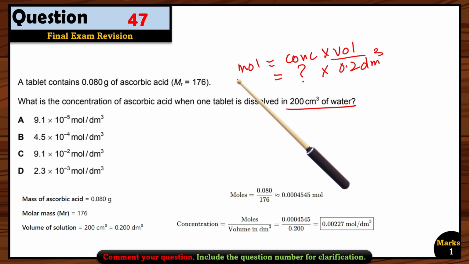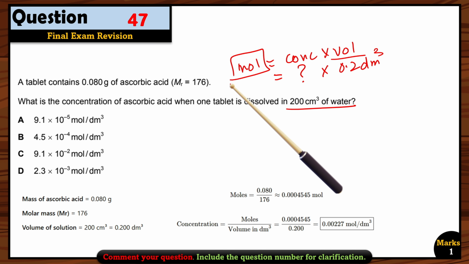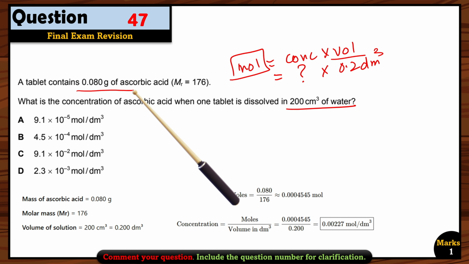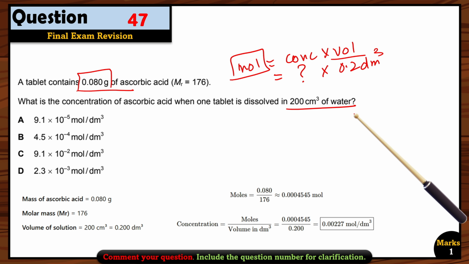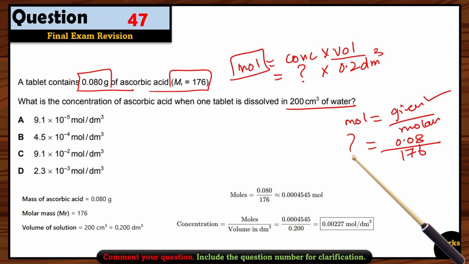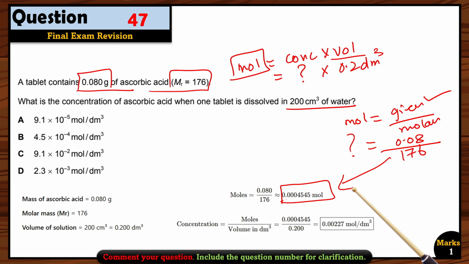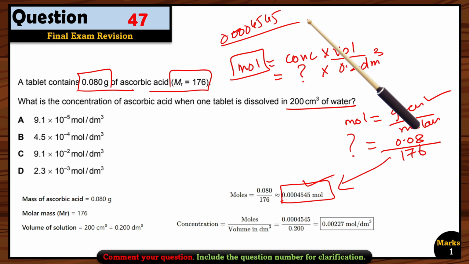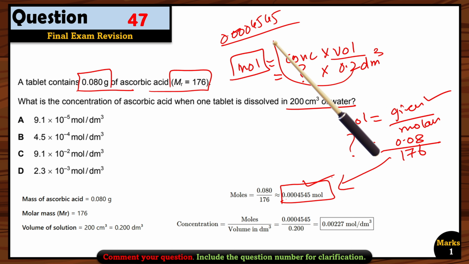You have to find the concentration, but we don't know the number of moles. So how can we find the number of moles? We have another extra piece of information, that is about the grams. So we can easily use that formula. Moles is equal to given mass divided by molar mass, right? Molar mass for ascorbic acid is already given, 176. You don't have to calculate. Given mass is already 0.08 gram. So you can easily find the number of moles. This is now the answer for the number of moles. Once you find the number of moles, you can put this value here, 0.000545, right? And then just divide with 0.2.